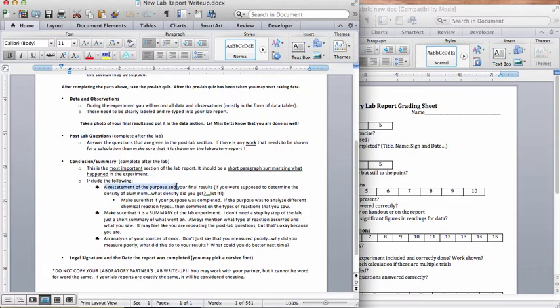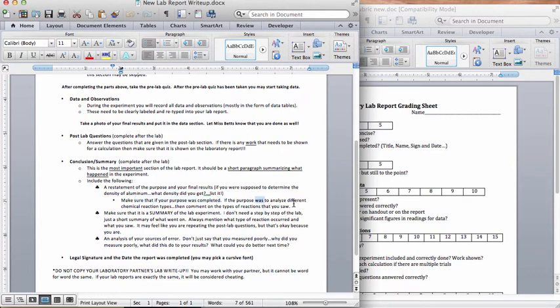You need to have a restatement of your purpose and your final results. So if the purpose of your lab report was to determine the density of aluminum, you need to tell me the purpose of this lab experiment was to determine the density of aluminum. We found the density of aluminum to be 3.42 grams per milliliter. You have to then tell me what you got. I look for it and say, okay, here's the purpose. Did they explain that they completed their purpose? So make sure your purpose was complete.